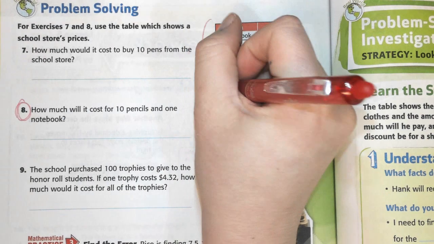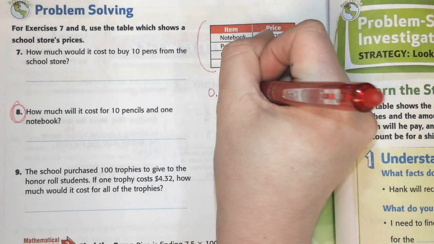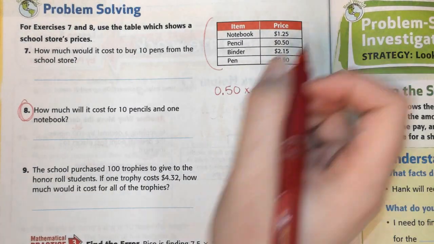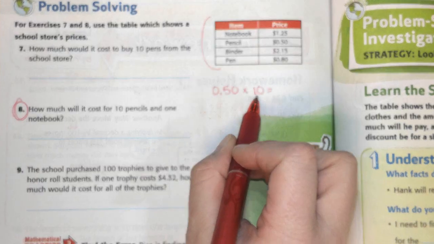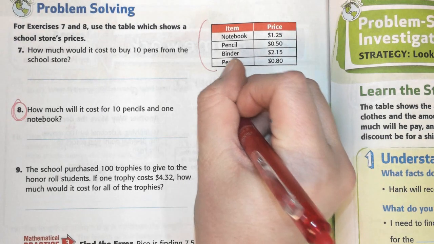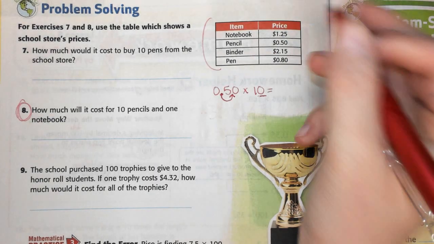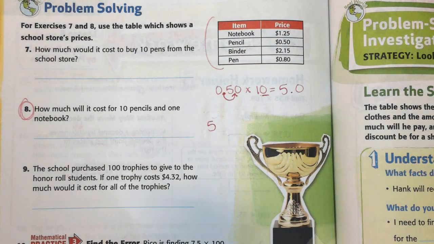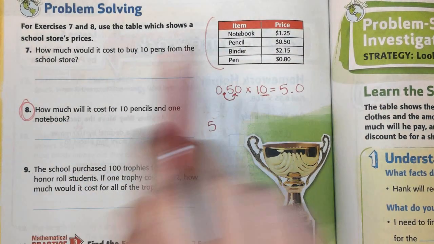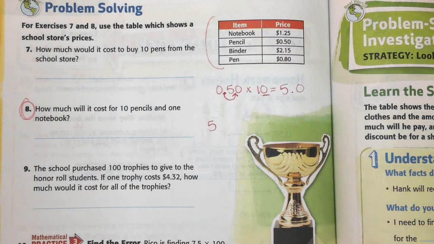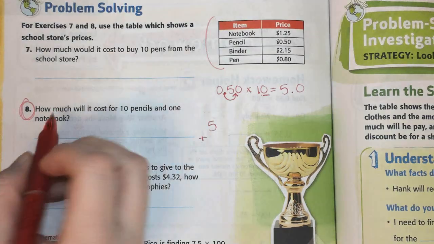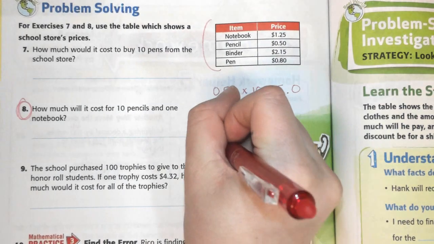50 cents. So if I need 10 pencils at 50 cents each, I'm going to move my decimal to the right 1 time. So my new answer is 5.0 or just 5. I'm going to write that down here because I also need 1 notebook. A notebook is $1.25. So I need to do some adding decimals here. That's why we learned it first. So 5 plus, because I need the total of the notebook and the pencils, 5 plus $1.25.